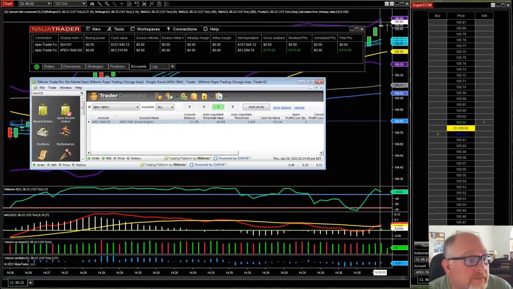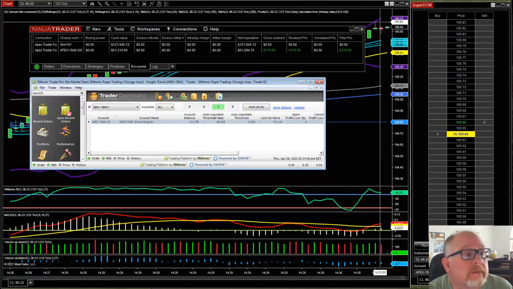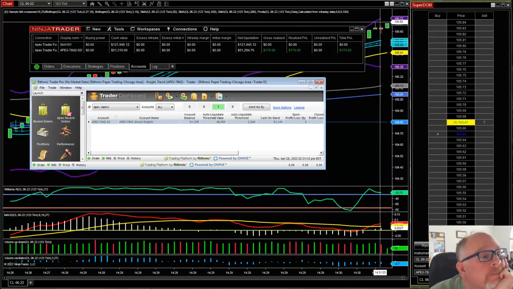There's the 105.70 area. Really wanted to be Johnny on the spot. Great short opportunity right here now. Coming back down. That's super tempting.